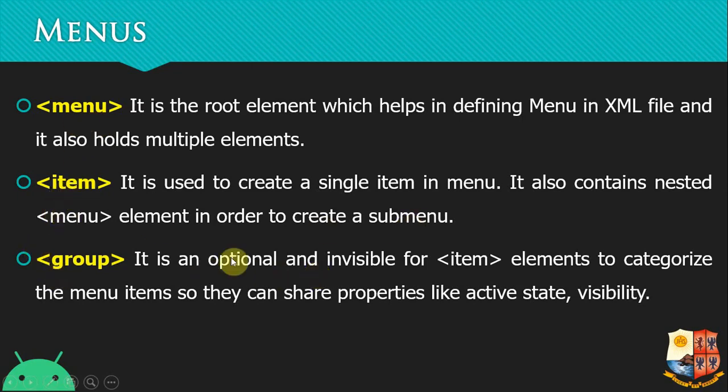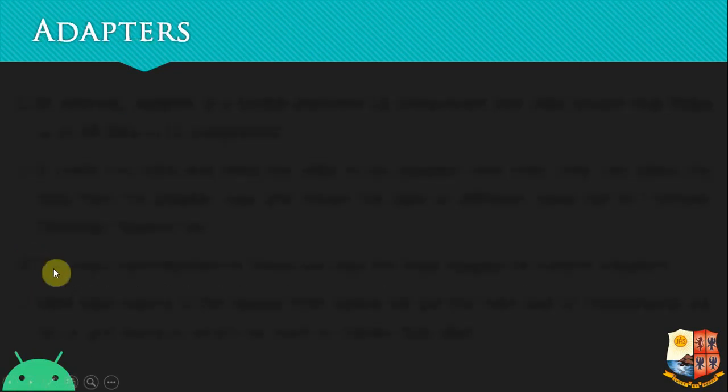Group is optional. It is not compulsory, but it's an optional and invisible element for item elements to categorize the menu items so that they can share properties like state, visibility, etc. Sometimes you see that some options always come together. They never come separately. Either they come together or they don't come at all. That's a group. That's what a menu is.